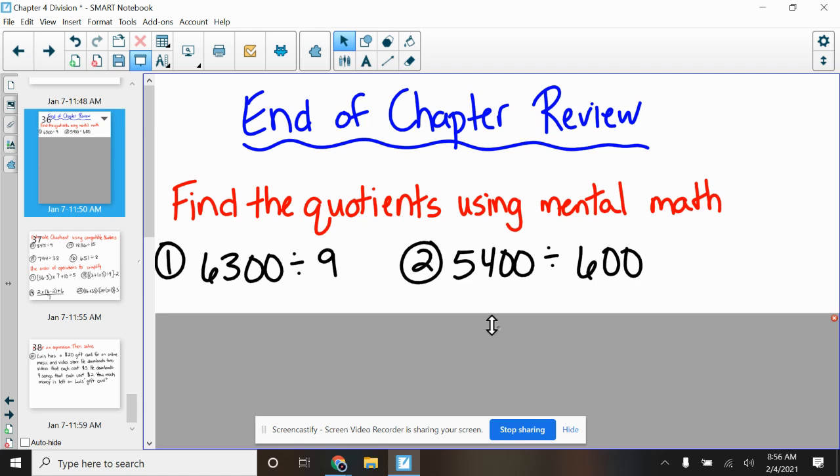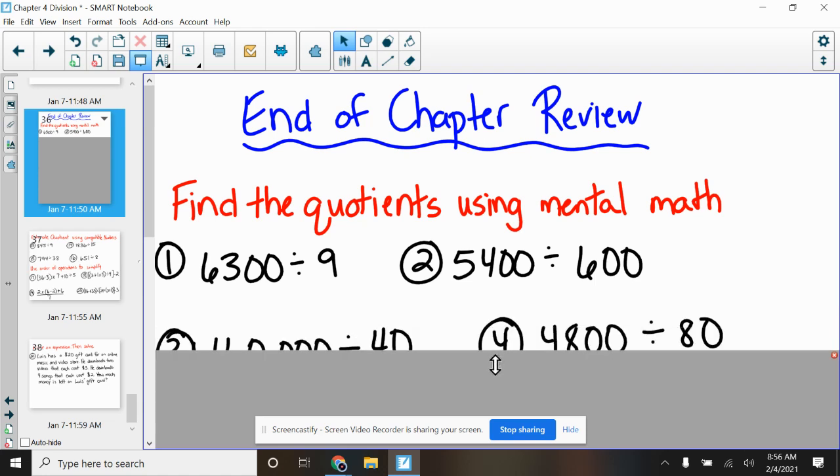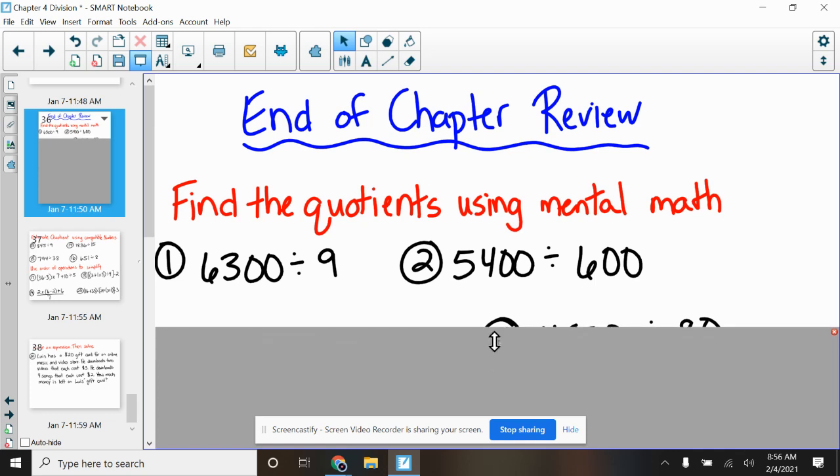Okay? So for problem number 1, who can tell me what I should do if I was going to start to solve this thing. Shane, what would I do? So 63 divided by 9 is normally 7. And since there's 2 zeros at the end of 63, you just put 2 zeros at the end. Quotient could be 7. Amazing.